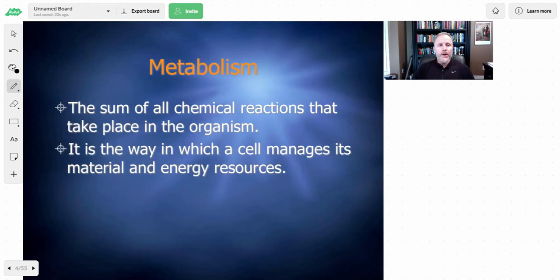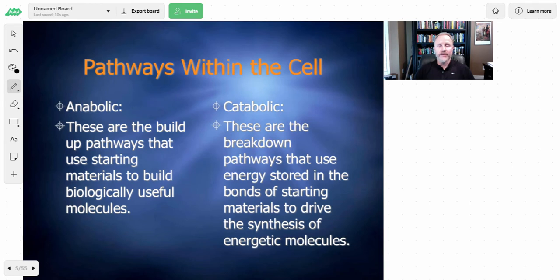Okay? All right, so metabolism, as we learned earlier in the course, is the sum of all the chemical reactions that take place within the cell, within the organism. And it's the way that the cell specifically manages the material and the energy resources that it has, okay? And we've got two types of pathways that we've talked about. We have anabolic and catabolic.